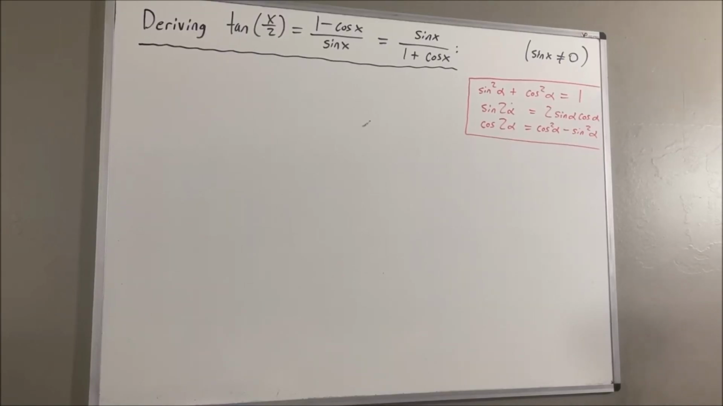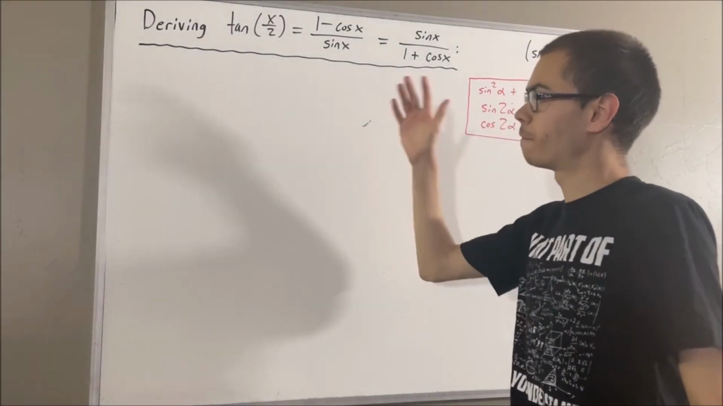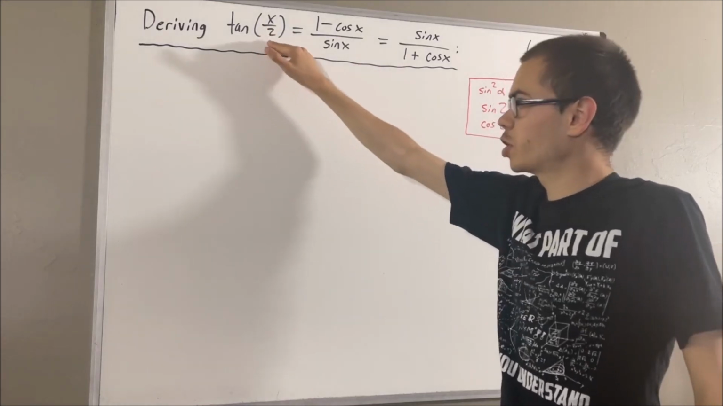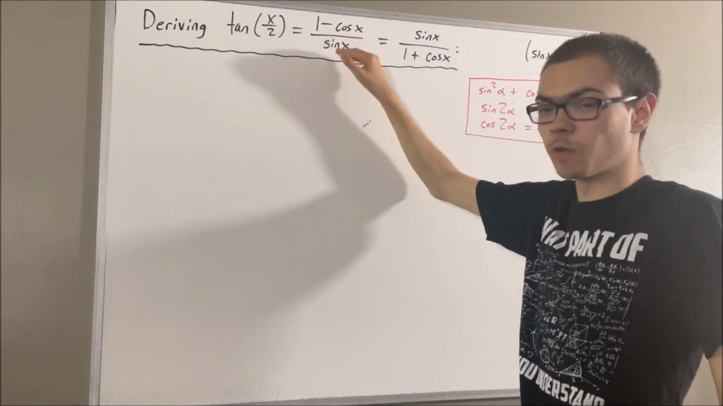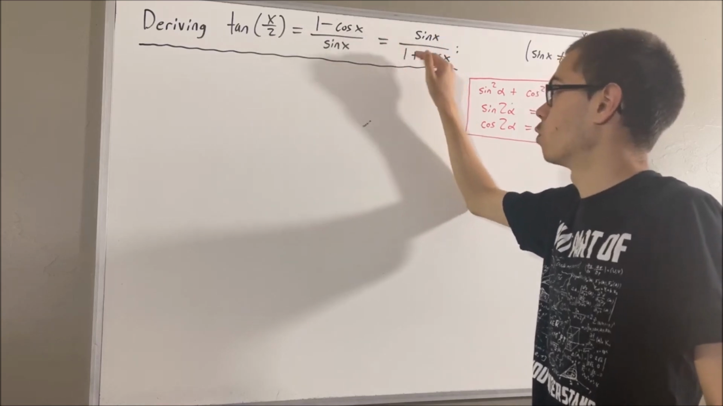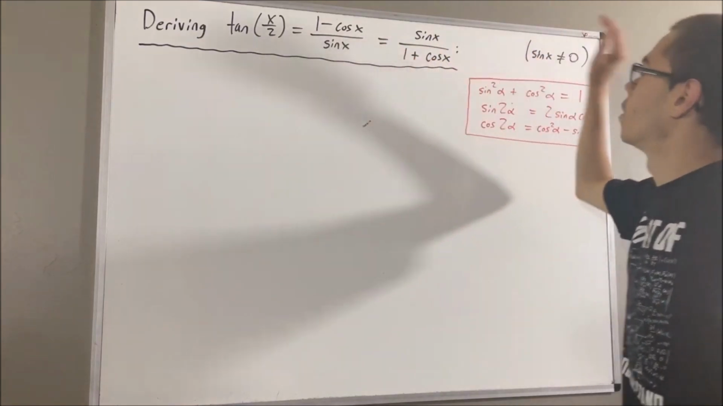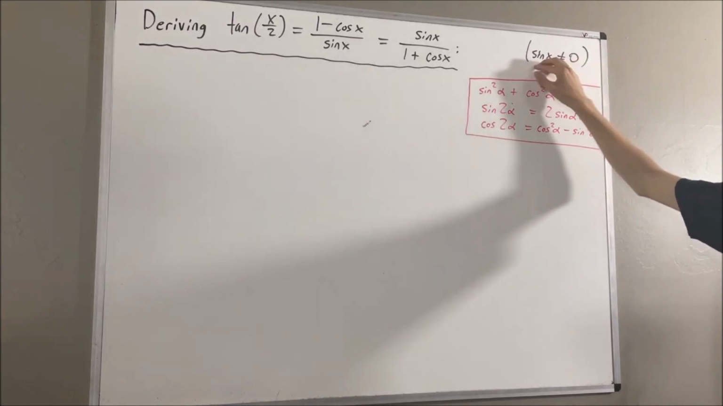Hello! In this video, we are going to derive the following identity. Tangent of x over 2 is equal to 1 minus cosine x over sine x, which is equal to sine x over 1 plus cosine of x, for all real numbers x such that sine of x is non-zero.